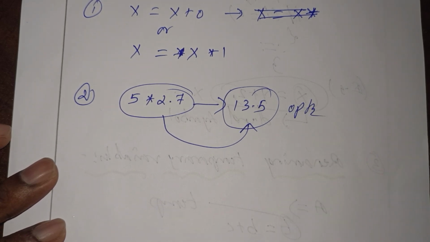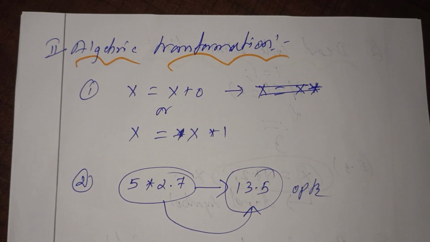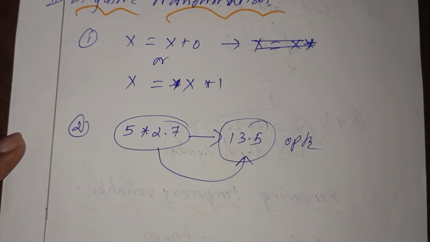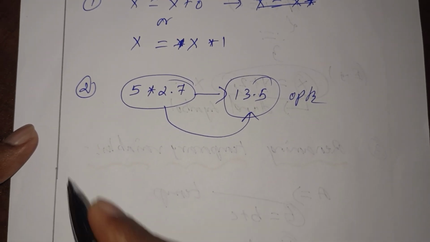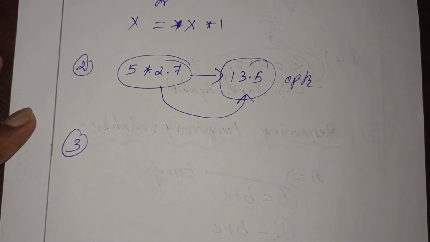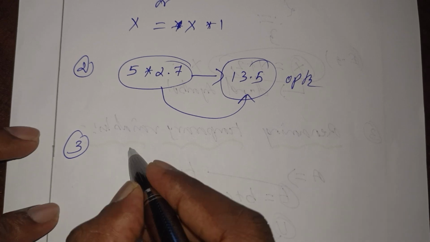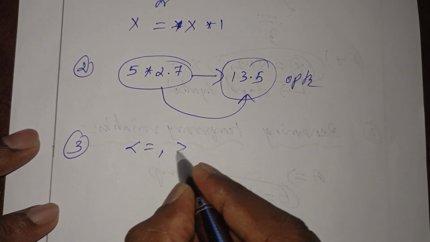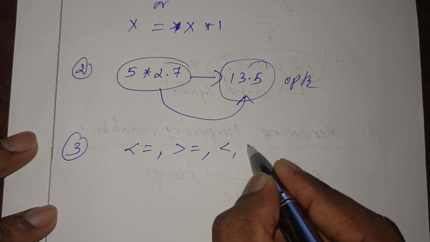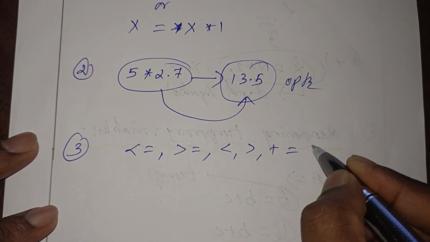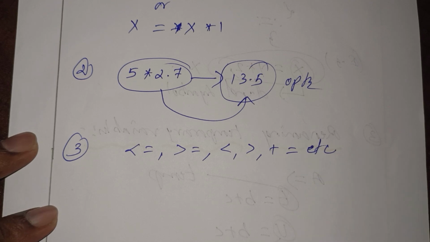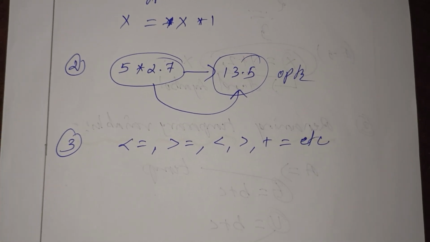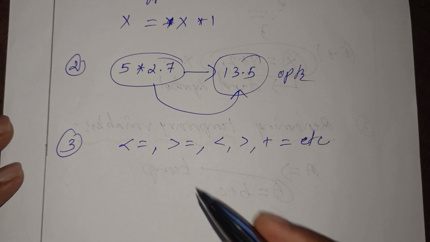So that is the point here. The algebraic transformation works in different forms and with different variables. The third example is common subexpression, generated with operators like less than or equal to, greater than or equal to, less than, greater than, plus equal to, etc. Sometimes the associative expression is also used to expose common subexpressions without changing the basic blocks.